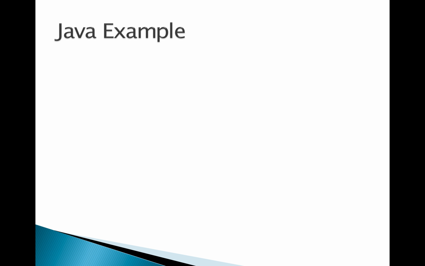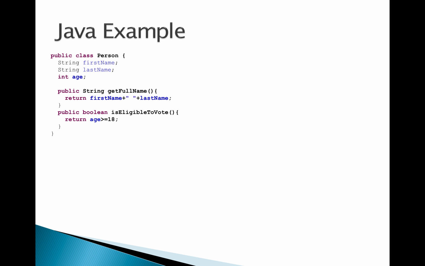So let's see a Java example for this. I have a Person class which has first name, last name, and age, and it has two instance methods, which are get full name and is eligible to vote. So this is the parent class. Person is a parent class, and it has some properties like first name, last name, and age, and it has some behaviors like get full name and is eligible to vote.